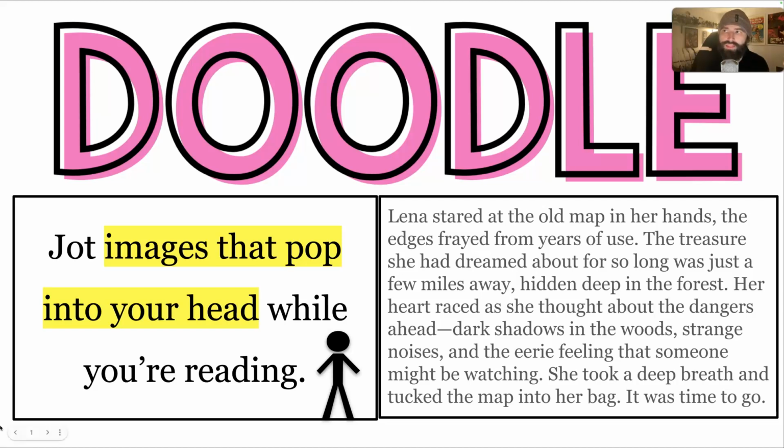Now, there are a lot of different ways that we can annotate. I'm going to go through those different ways. Some are more important, some are more helpful than others, but you may use any of these when we are annotating. So our first one is a doodle. And so you jot images that pop into your head while you're reading.